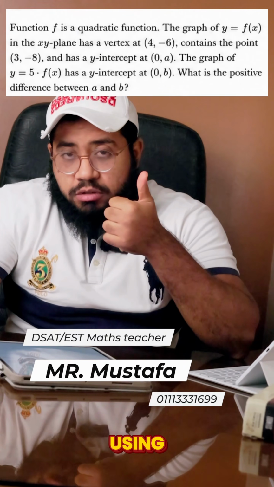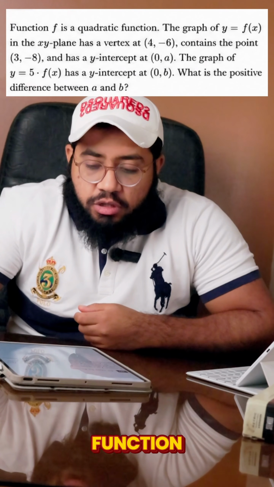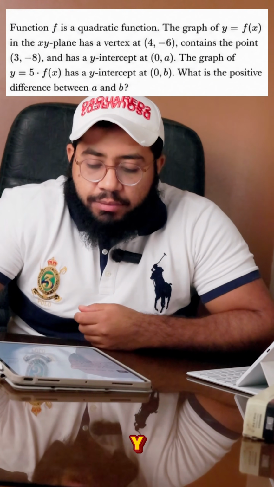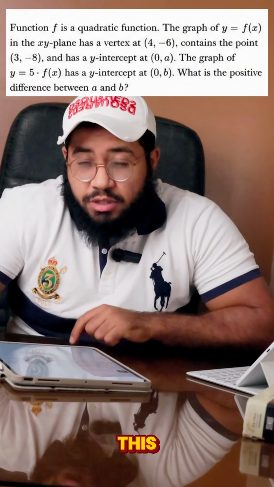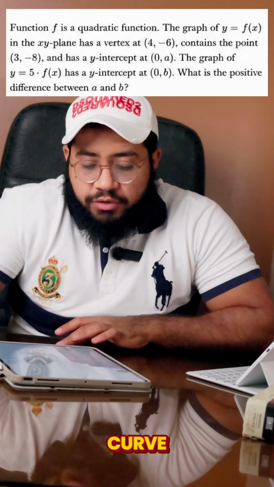Can you solve this question using Desmos? Let's read it. It says, function f is a quadratic function. The graph of y equal f of x in the xy plane has a vertex at 4 and negative 6. So this is my vertex. It contains the point 3 and negative 8. So this is one of the points through which the curve is passing.